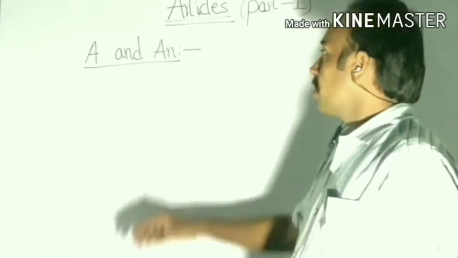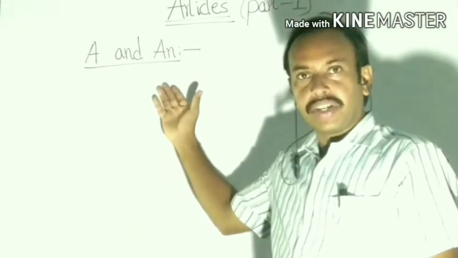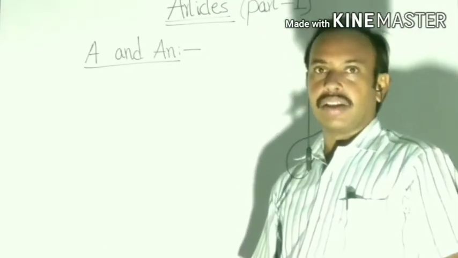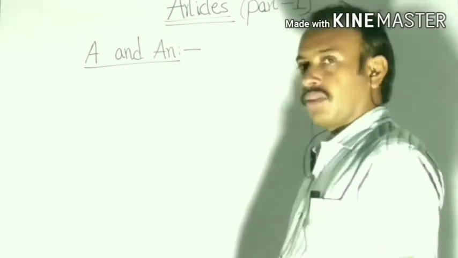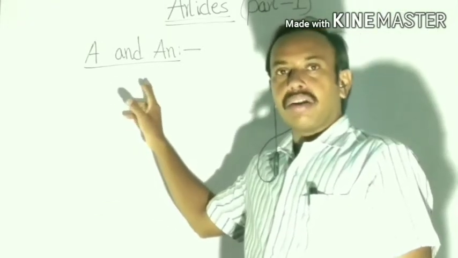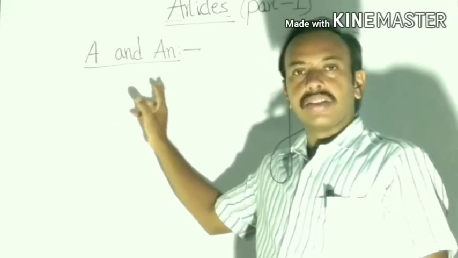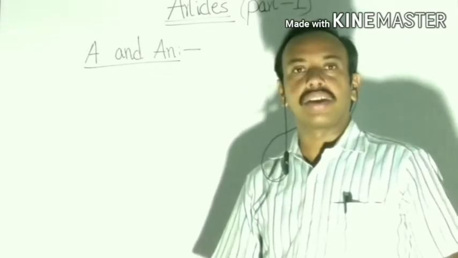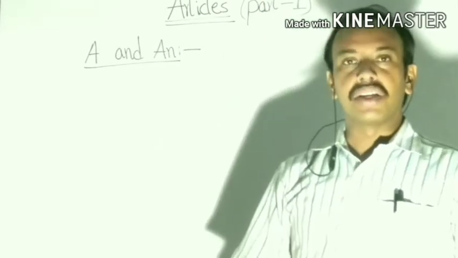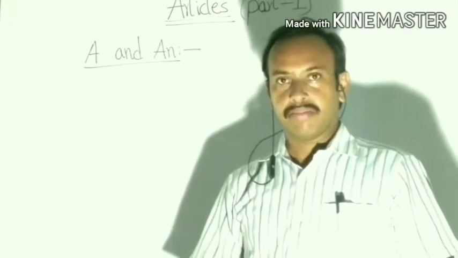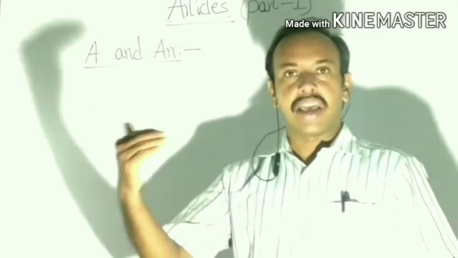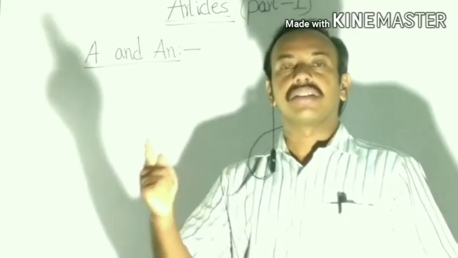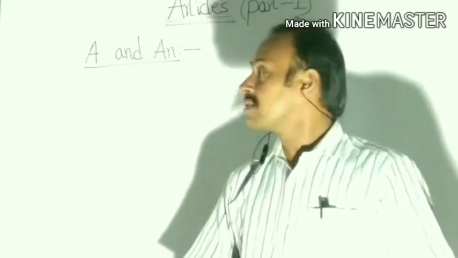In this video, I am going to teach indefinite articles, a and an. First of all, a and an mean one. A is equal to one, and an is also equal to one. If I say, I have a pen, the meaning is that I have one pen. If I say, there is an ant, the meaning is that there is one ant.